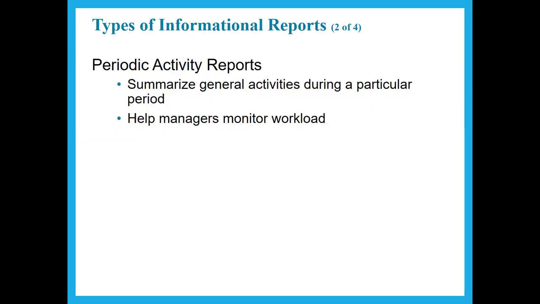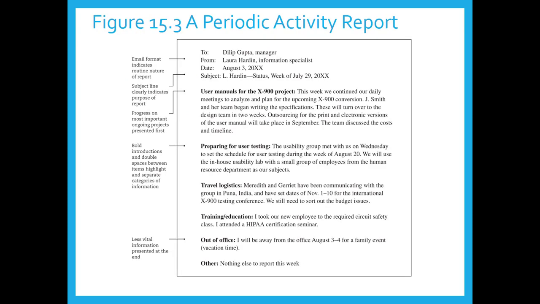There are periodic activity reports. They summarize general activities during a particular period, and they help managers monitor the workload. Here's an example of a periodic activity report. As you can see, the subject line indicates the purpose of the report. The progress on the most important ongoing projects is presented first. Then we're talking about things like preparing for testing, training, education, and less vital information presented at the end, other.